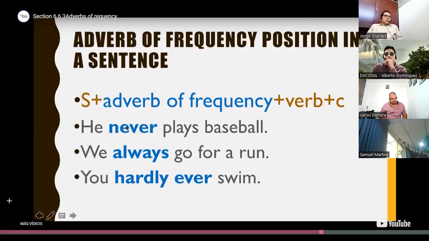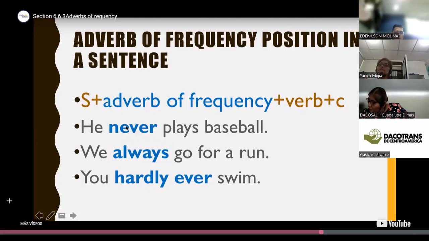Number two, let's look at number two. Veamos, Lupita, number two, read the second example, please.